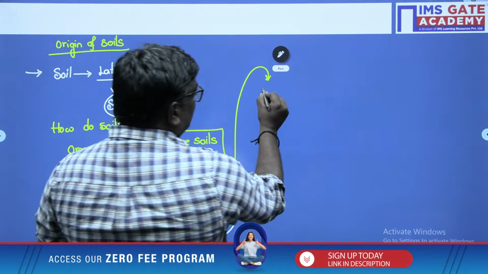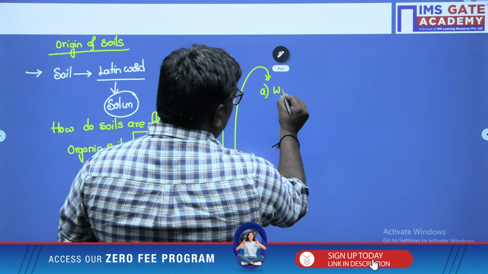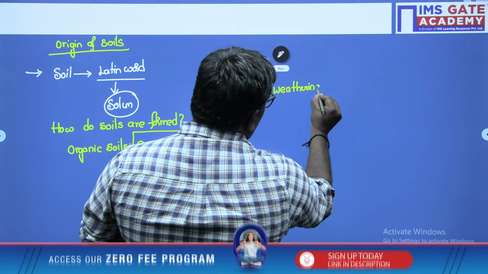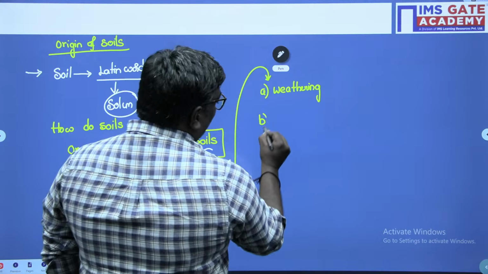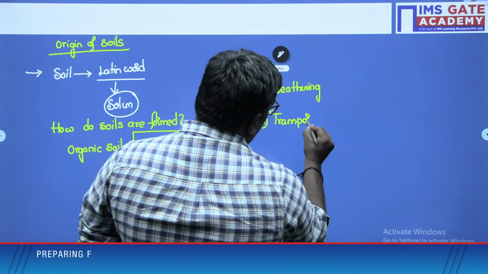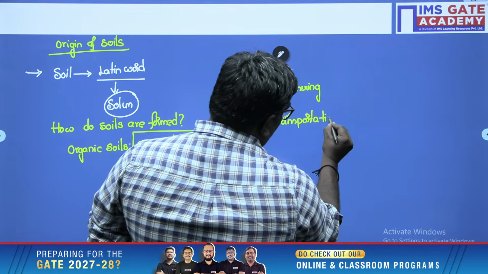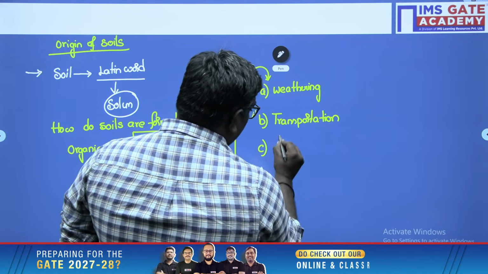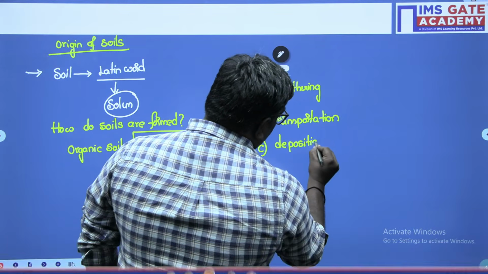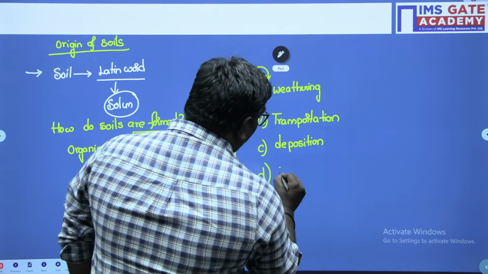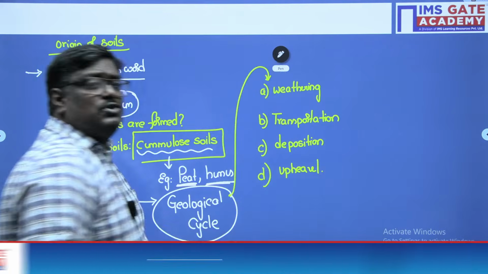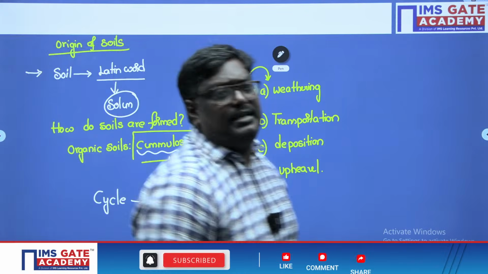So in the geological cycle, we have different stages. The first stage is soil gets weathered, weathering. The second stage is transportation. The third stage is deposition. And the fourth stage is upheaval. Fourth stage is what, sir? Upheaval.